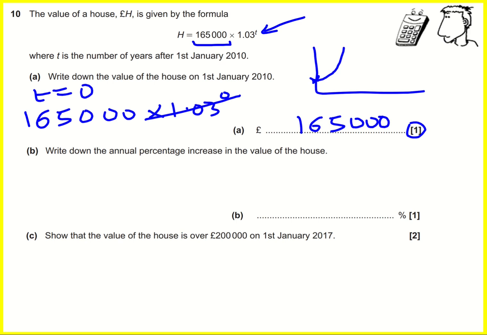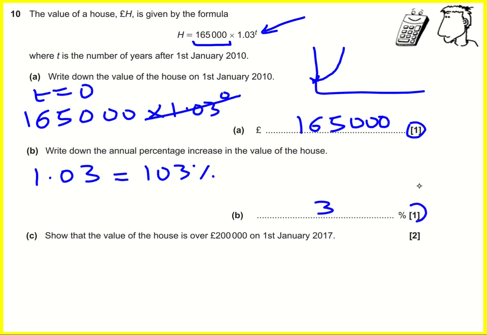All right, next part, write down the annual percentage increase in the value of the house. This comes down to looking at the multiplier. What we're multiplying by every time is 1.03, and that's actually equal to 103%. They're the same thing. So what does that mean? That means if we have 100%, I'm adding 3% on. I've got a 3% increase.